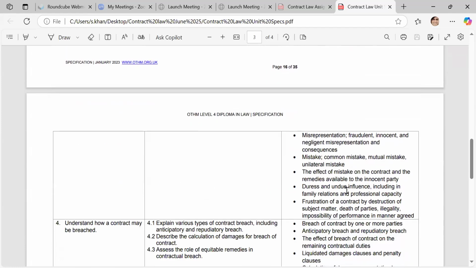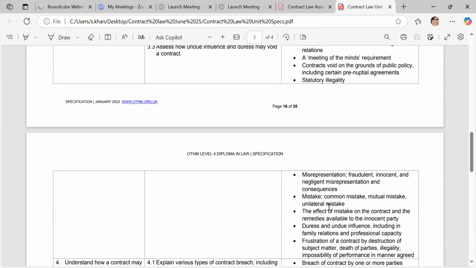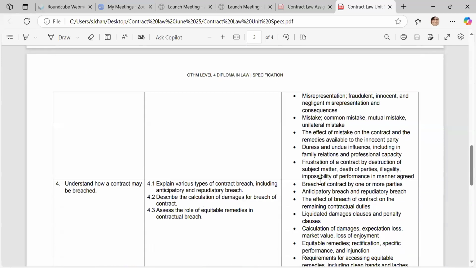We then go on to look at misrepresentation, the different types: fraudulent, negligent, and innocent. We look at mistake, the different types of mistake, and then the effect of mistake on a contract, duress and frustration.